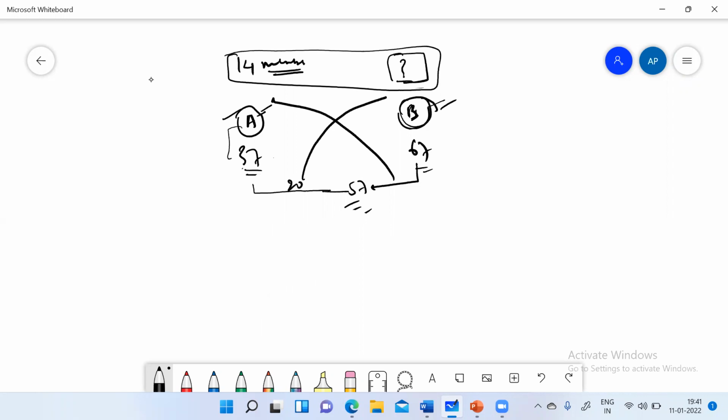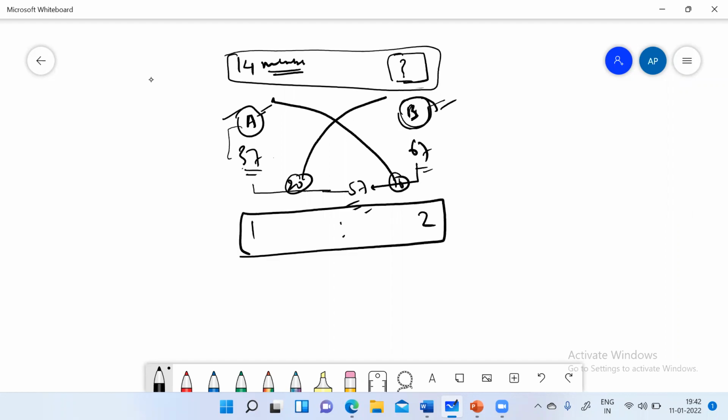Yes, sir. The ratio of the gap is 2:1, so the ratio of their members will be 1:2. This is the ratio of their members, the size of the group. And if one has a value of 14, there are 14 members in group A. So how many members would be in group B?